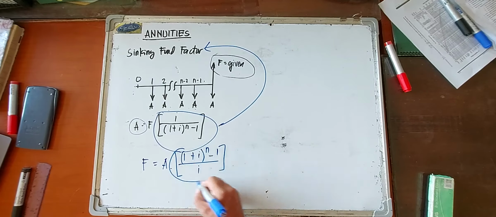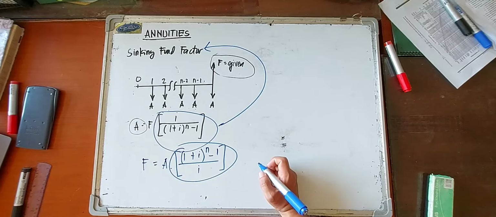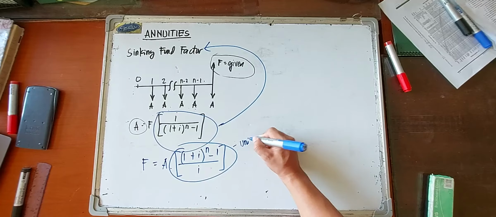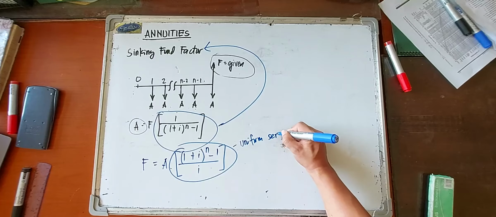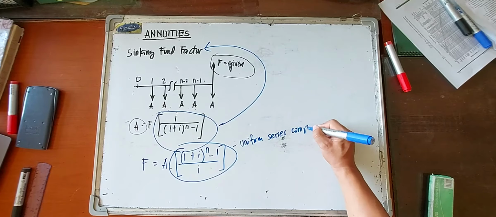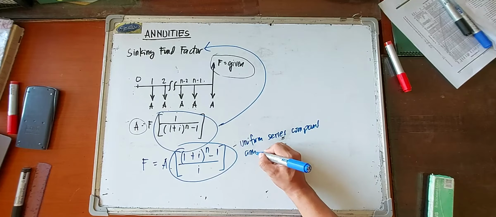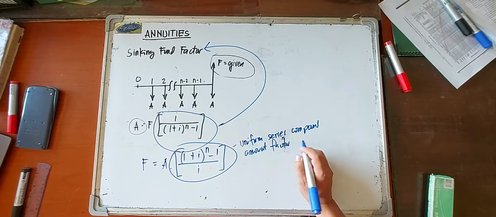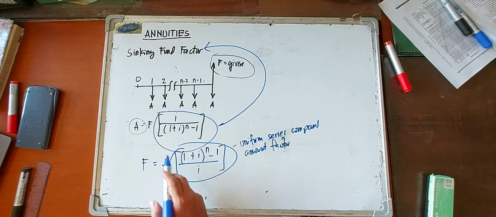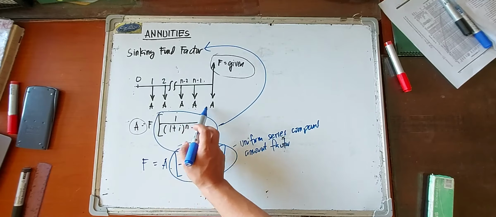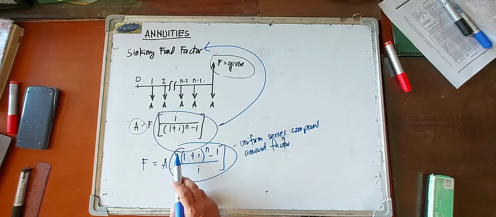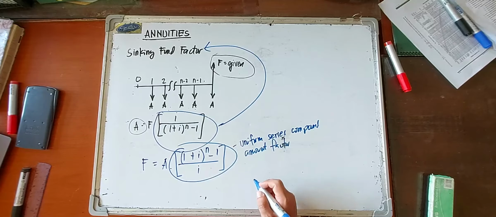Now the term na naka-enclose sa bracket, we call this the uniform series compound amount factor. So we call this the uniform series compound amount factor. Itong naka-enclose sa bracket. So ito, we call it the sinking fund factor. Ito, the uniform series compound amount factor. Okay? So yan. Let's try to solve some problems, illustrative problems.